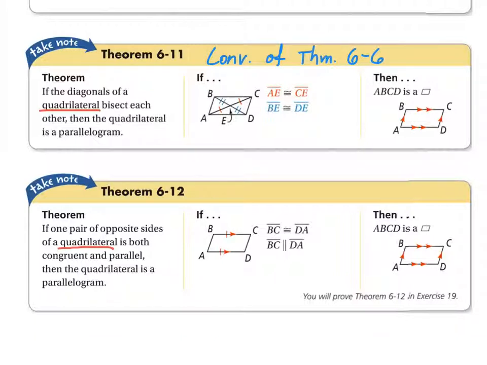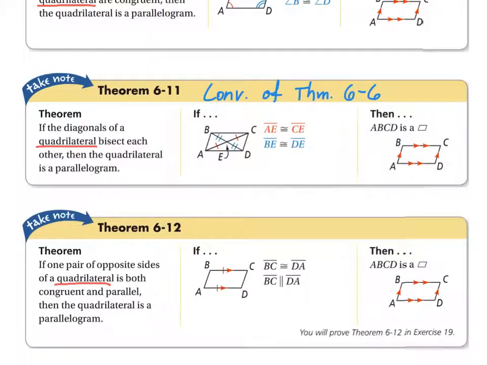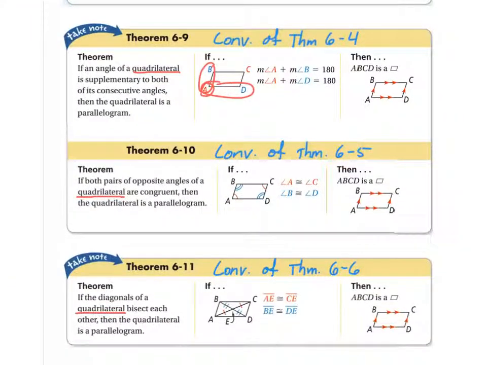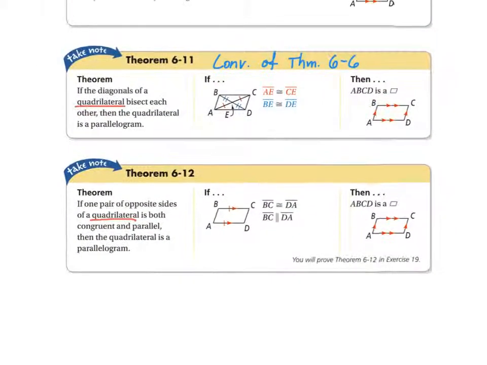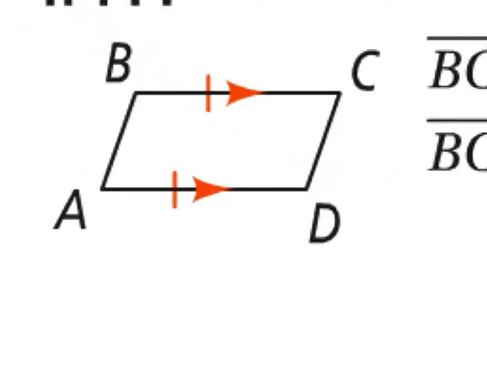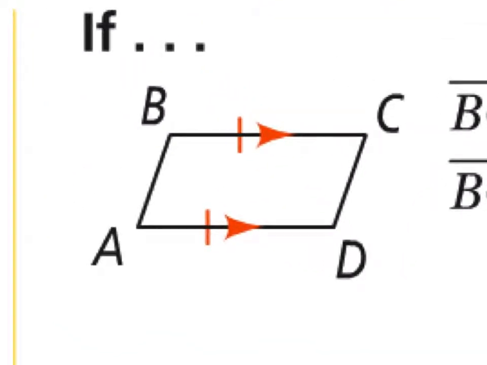Now, I had shown previously why those other theorems worked, meaning I've shown you why Theorems 6-3, 6-4, 6-5, and 6-6 work the other day. And our new theorems today are just converses of those. But let's look at 6-12 quickly. Why is this able to show us that we have a parallelogram given this information? Well, again, like the other theorems, we need to use triangles. We need to look at the diagonals.